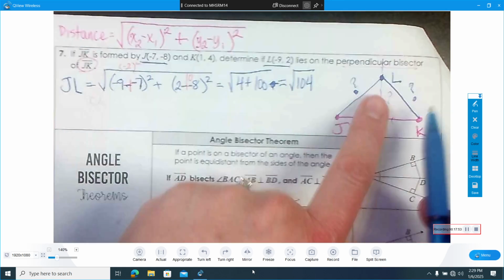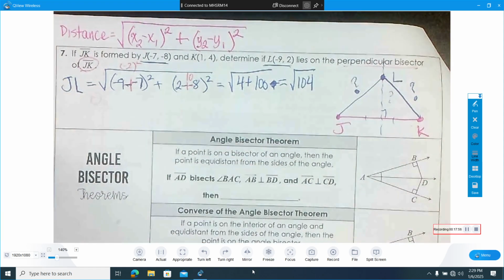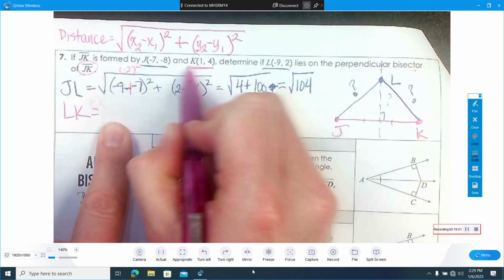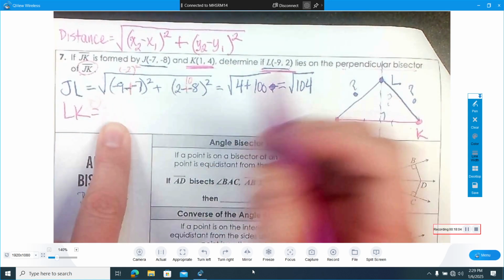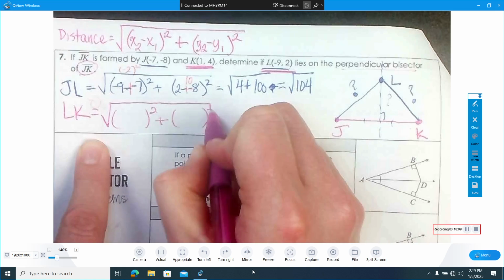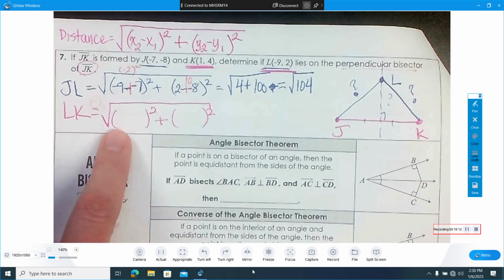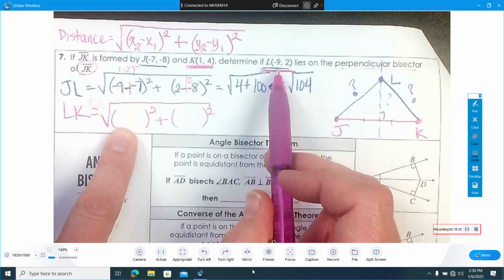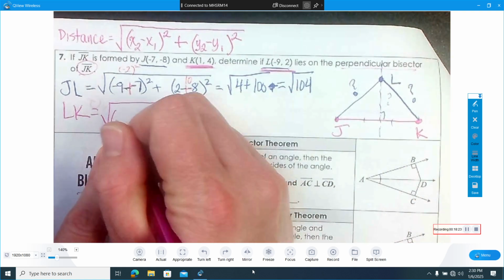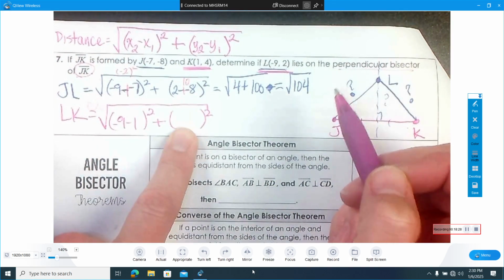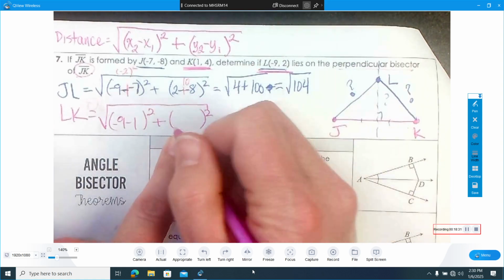All right, we also need to find the distance between L and K. So LK, I am going to do the same thing, except now I'm going to use point K and point L. Same thing, squaring something and squaring something. What are the x's we're going to use here? -9 and 1. So -9 minus 1. And the y's? 2 and 4. So 2 minus 4.